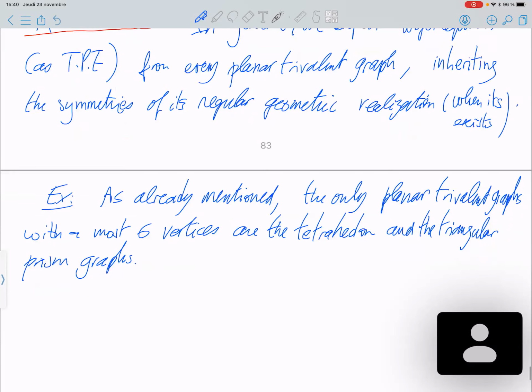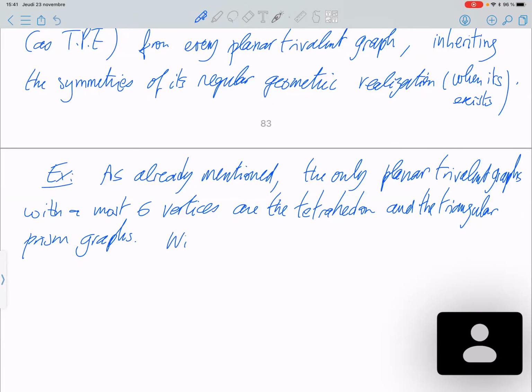With less than or equal to 8 vertices. So remember that the number of vertices should be even. So less than or equal to 8 vertices.